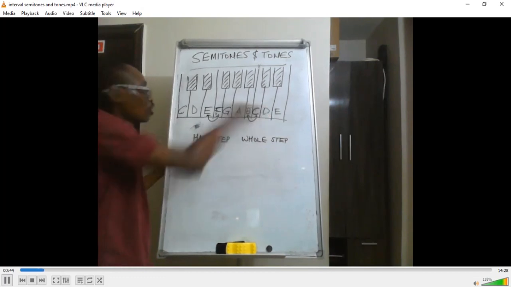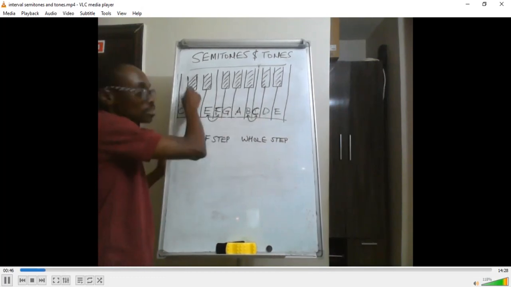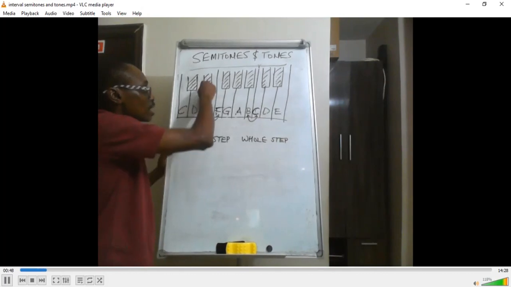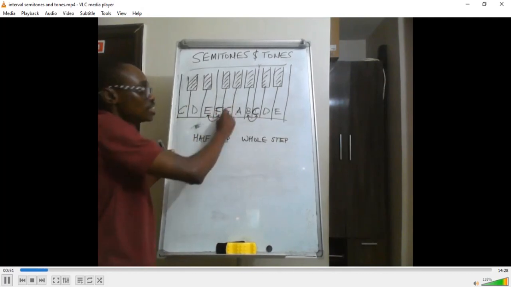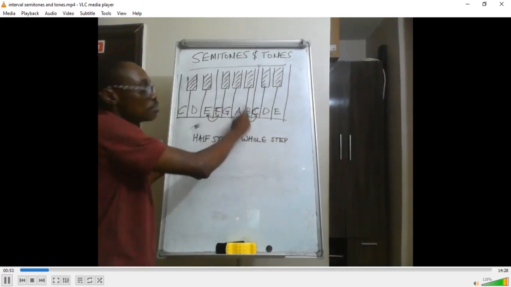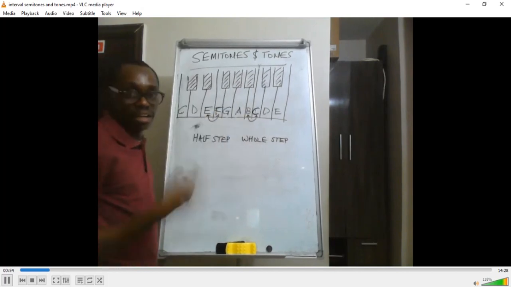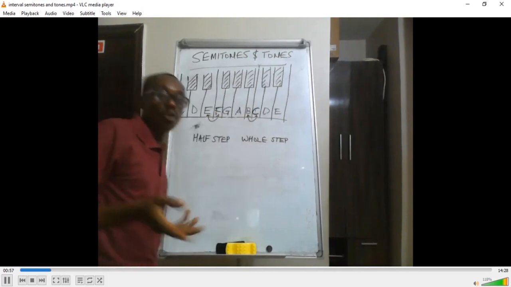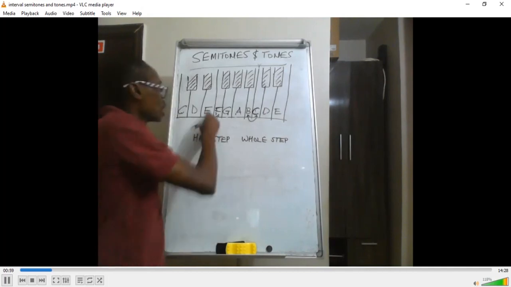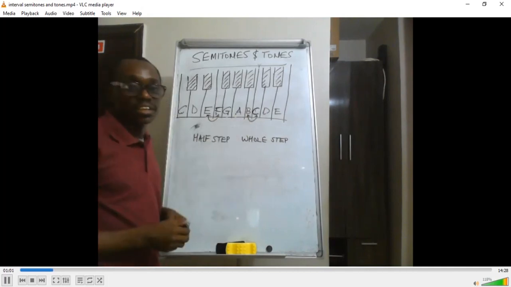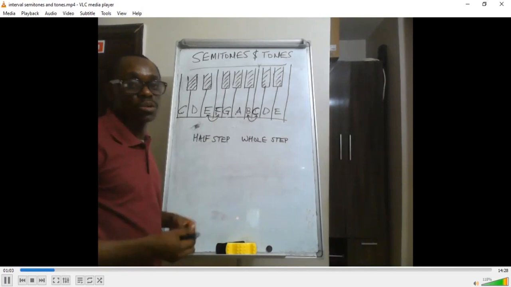But in every other place, C and D, there's a black key. D and E, there's a black key. F and G, there's a black key. G and A, there's a black key. A and B, there's a black key. And it goes on and on. It repeats itself all over again. But E and F, B and C, there is no black key. So why is it so?